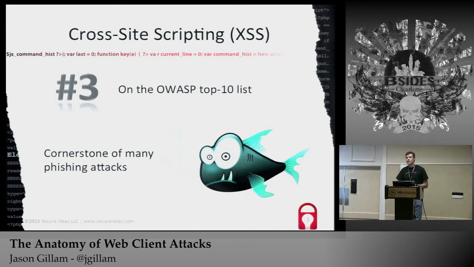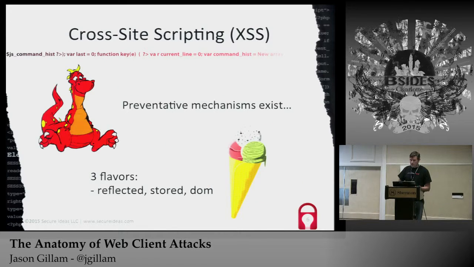So first, let's talk about cross-site scripting. It's number 3 on the OWASP top 10 list. Another quick fact about it is it's the cornerstone of a lot of phishing attacks. So when you get that email that you're not supposed to click on, that a lot of people click on anyway, it often will contain a cross-site scripting vector, or it will lead to a site that has a cross-site scripting vector. A good thing about cross-site scripting is it's been around long enough now that we actually have preventative controls built into the browsers, though only to an extent. And then there are 3 flavors of cross-site scripting we need to worry about.